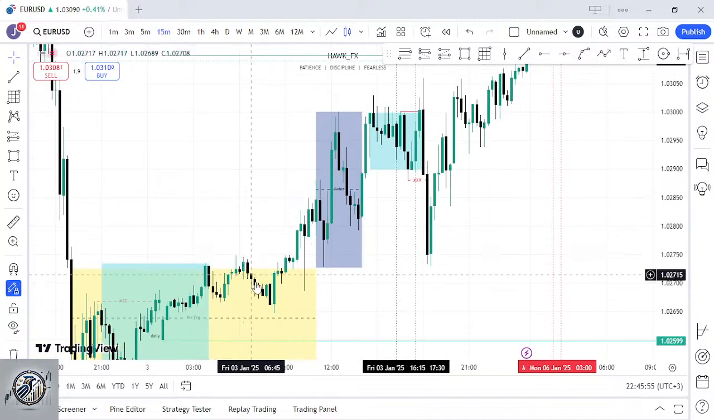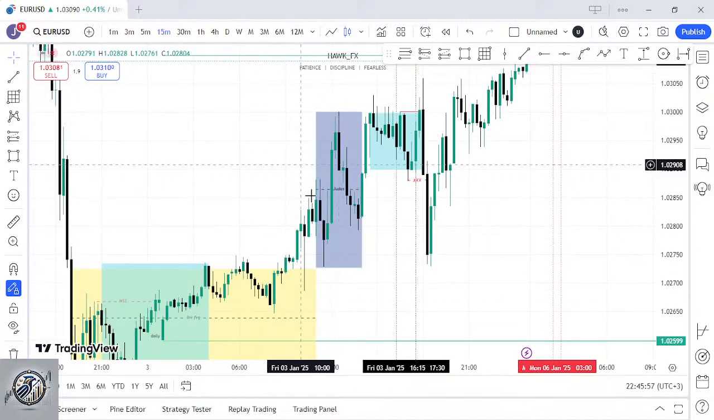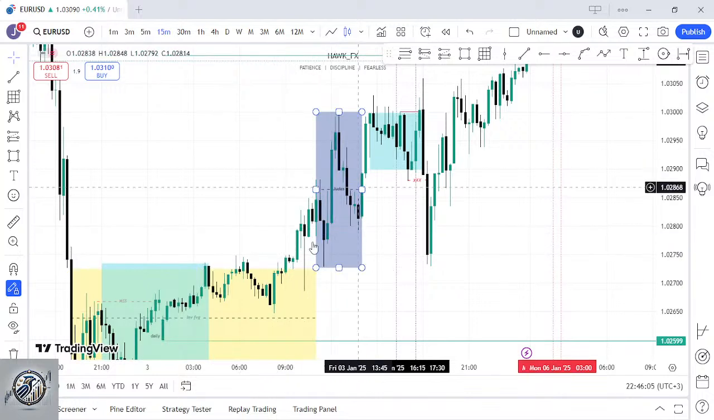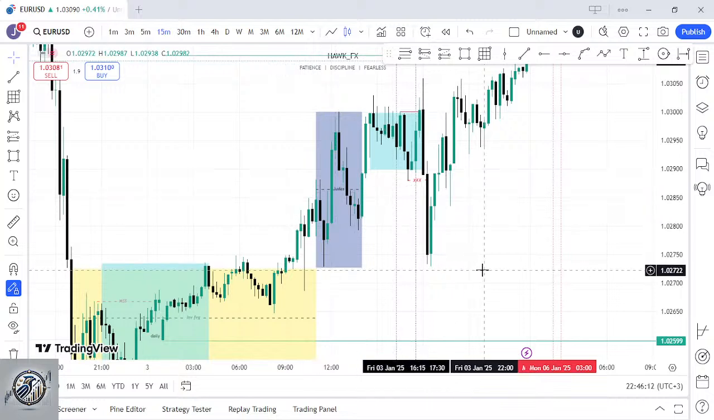Why did it do that? Because of this erratic move. There must have been a news release at this point, which I call the Judas swing. And that time also has a time frame which we mark out, and we mark out the high and low which we expect price to sweep. So both highs and lows should be expected to be swept.